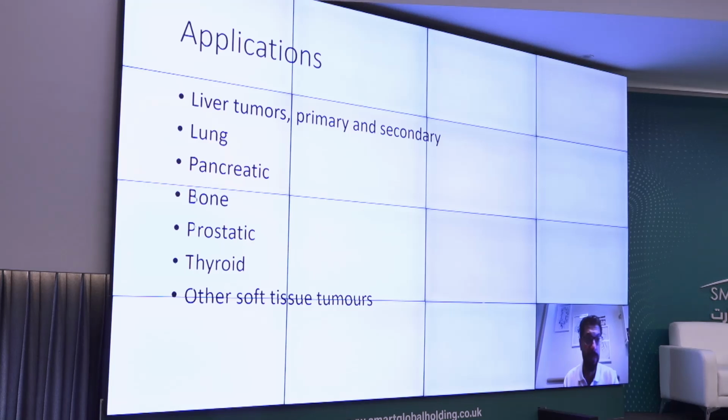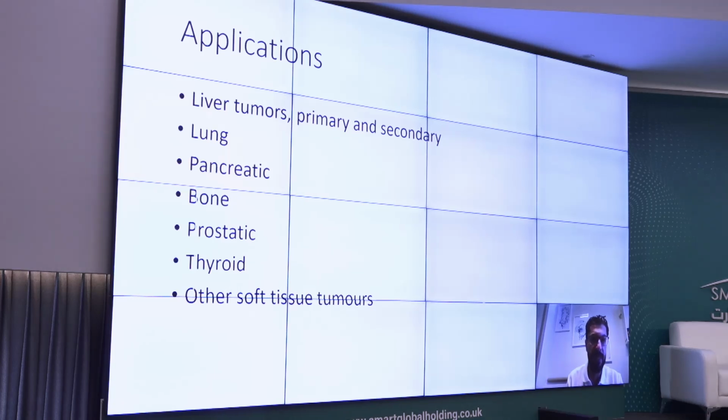And the application is important as well. We use it a lot for liver tumors, be it primary, such as HCC, or secondary, as in metastases. We are using it more and more in lung tumors. We're starting to use it in pancreatic tumors, and it's also been a very common practice to use it for bone tumors, such as in the case of osteoid osteoma and osteoblastoma.